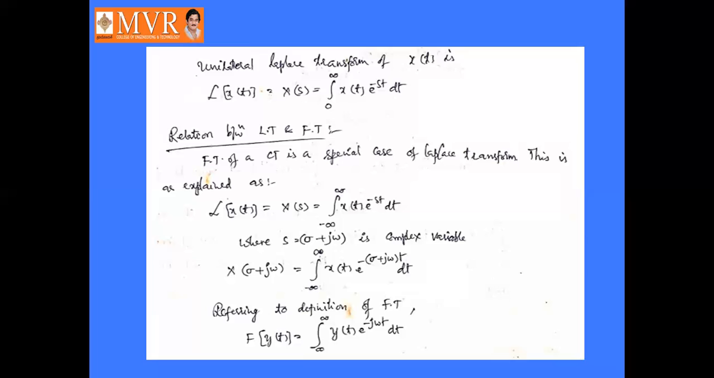So what is the definition of the Fourier transform? Fourier transform of y of t is equal to integral from minus infinity to infinity of y of t e power minus j omega t dt, right?